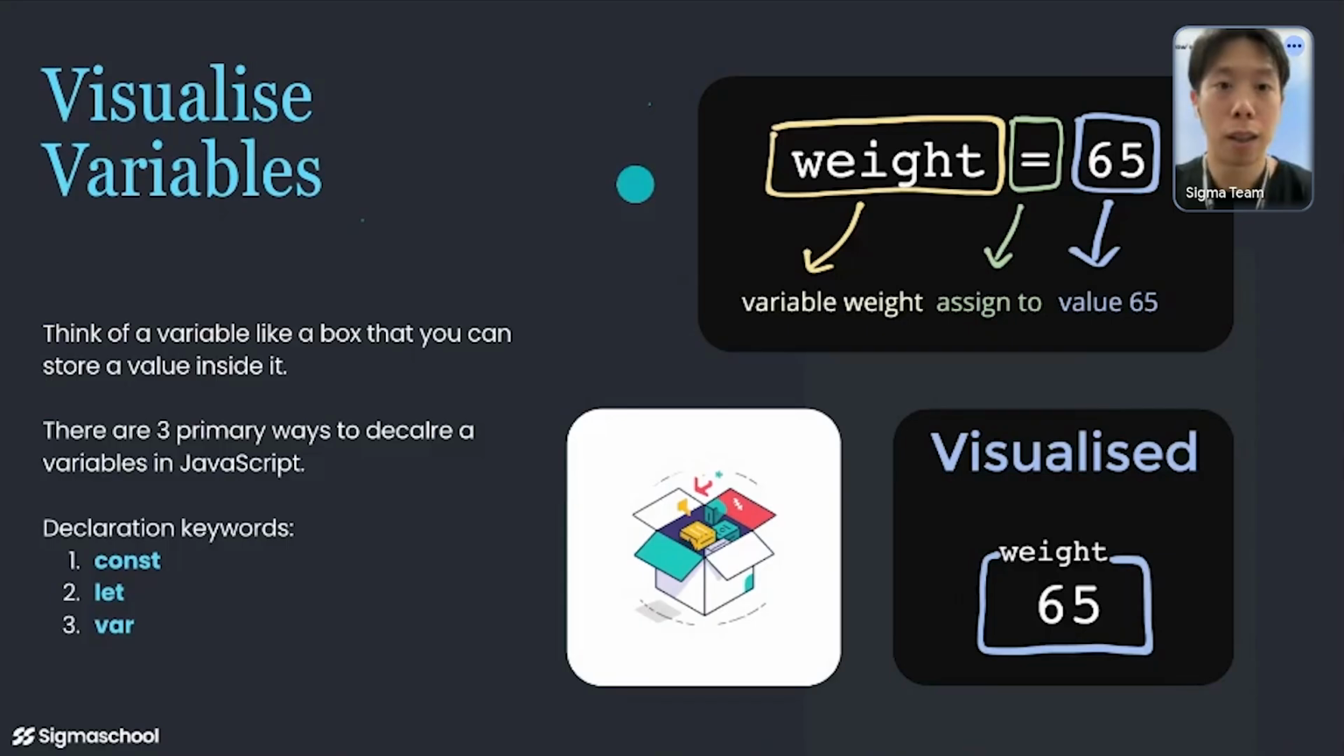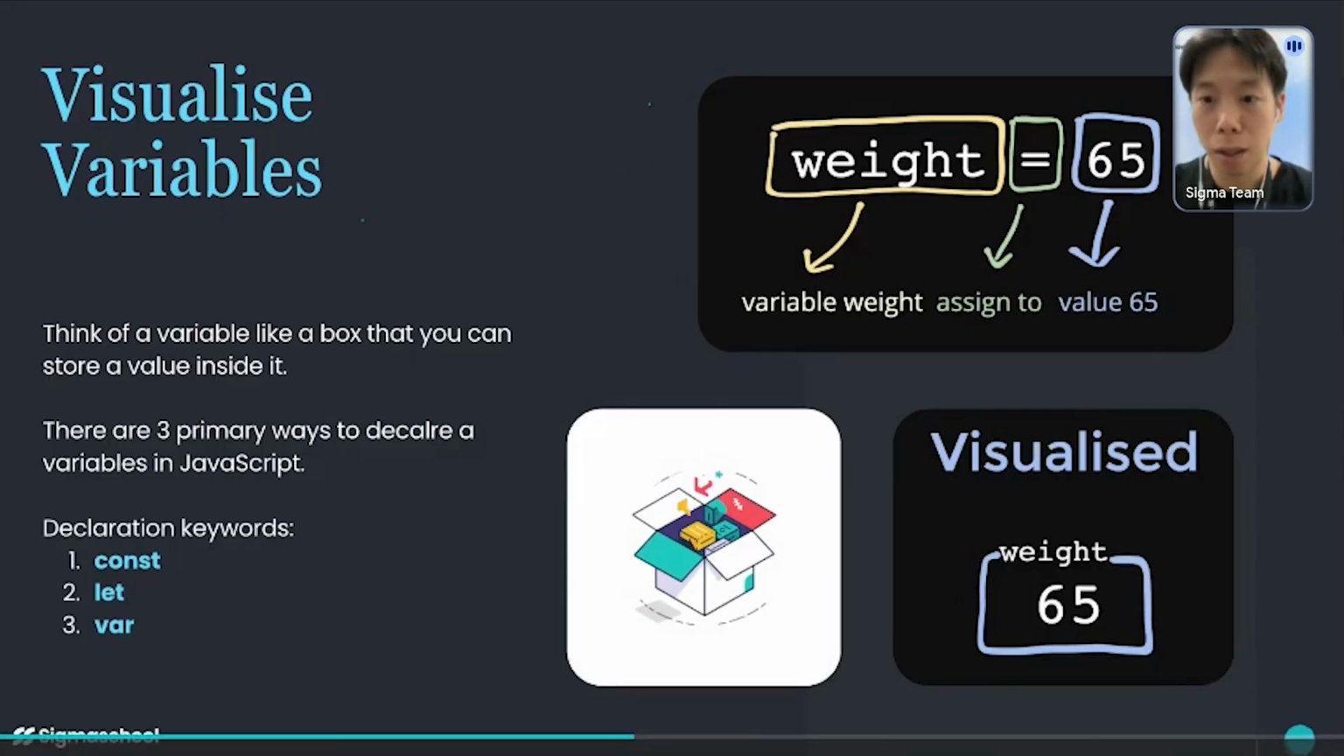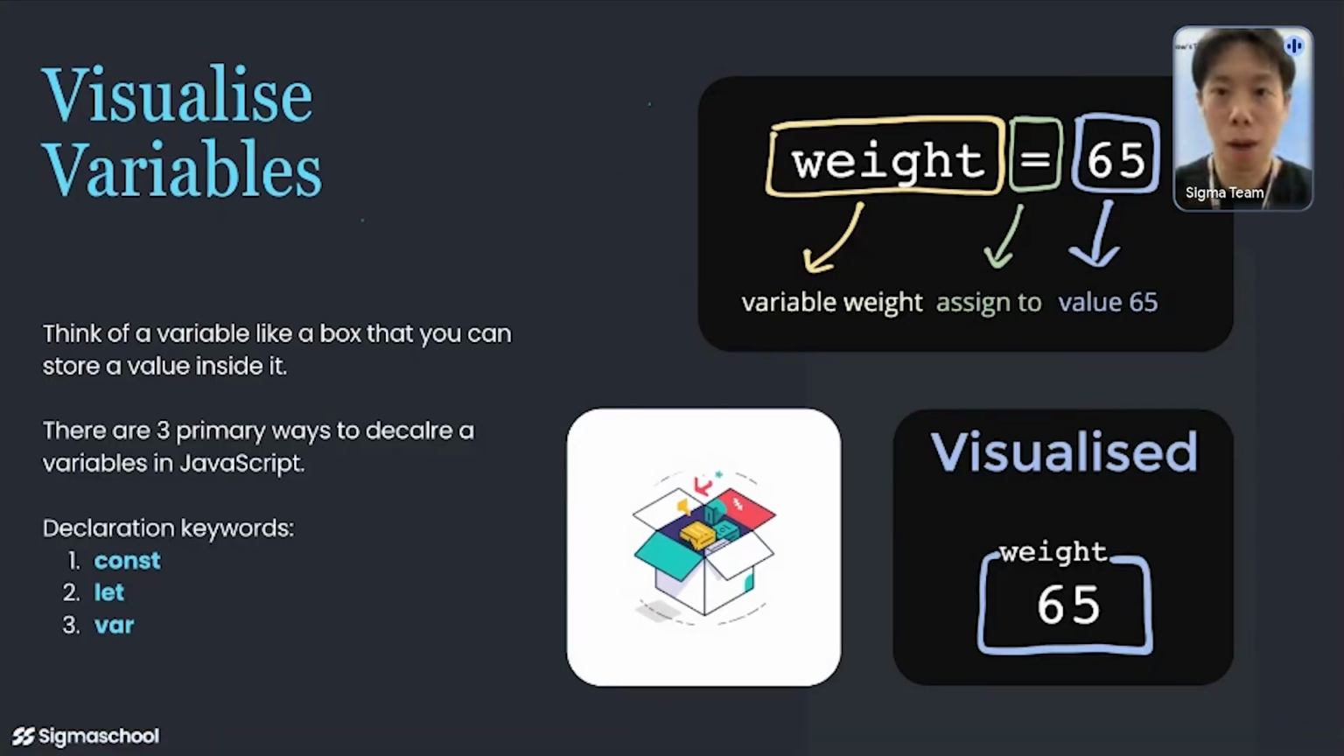And the variable, if you visualize it at the bottom here, it's drawing a box that has a label weight, and you're putting the value 65 inside that box. And that is how you can picture and visualize what variables are. So a box, put a value inside, name it, that's a variable.